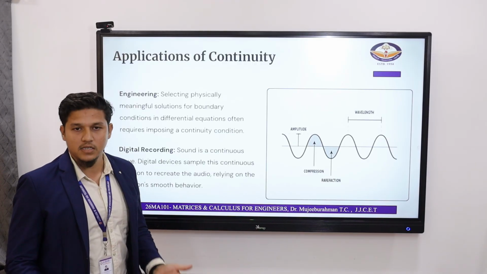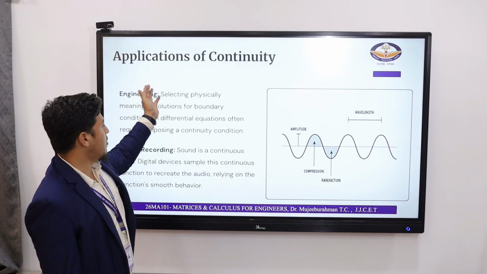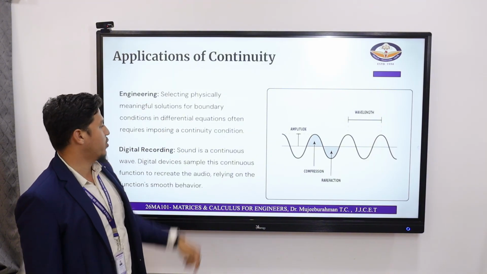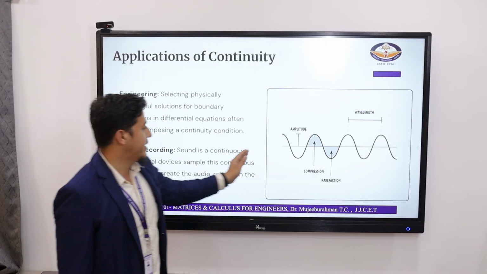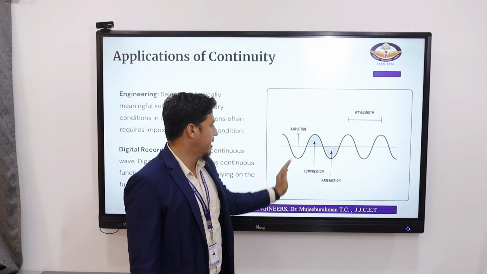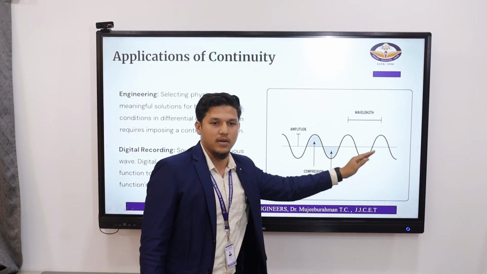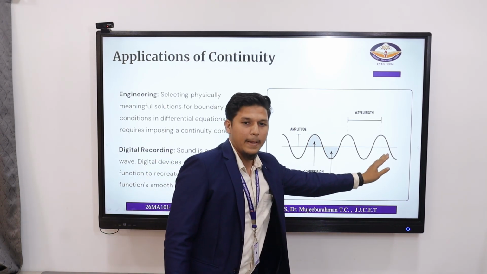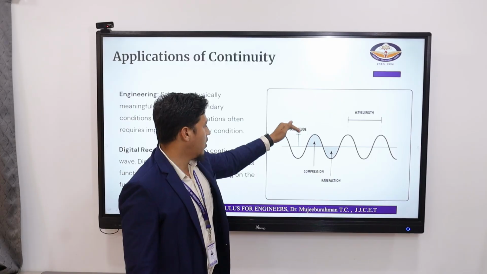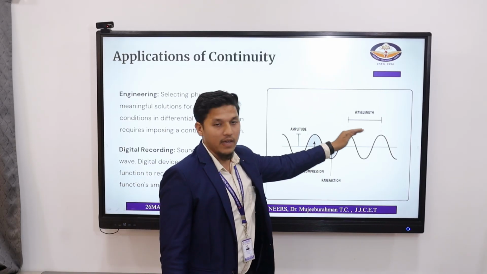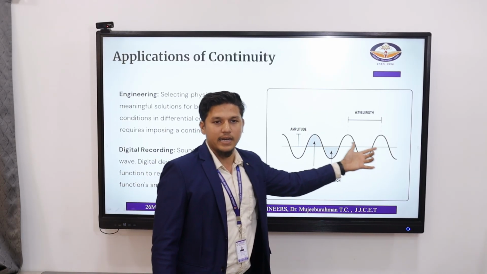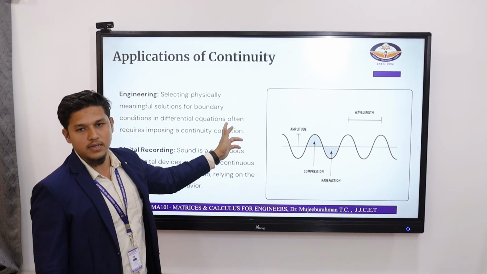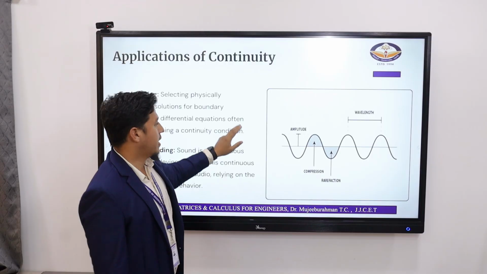Next, what are the applications of continuity? Continuity is usually used in engineering, where differential equations impose a continuity condition. Next, in digital recording, the graph is drawn in a continuous manner. It is a continuous graph where there is no break or jump at all, and the amplitude, compression and wavelength are all calculated based on the graph, which is continuous in nature. This is one of the applications of continuity.